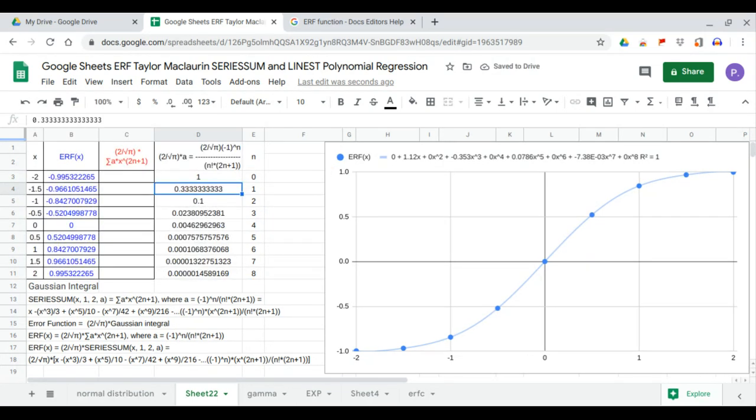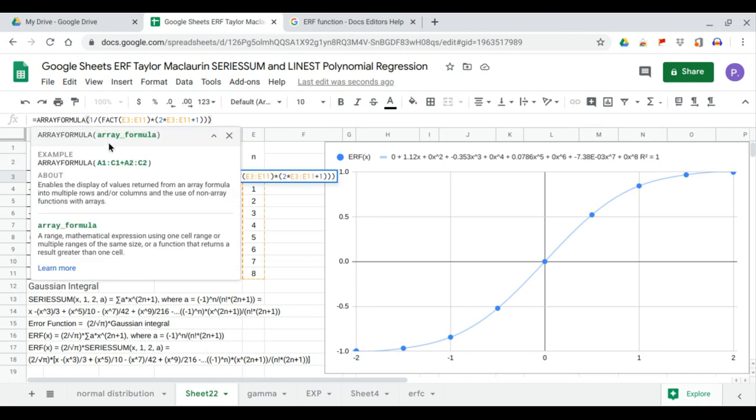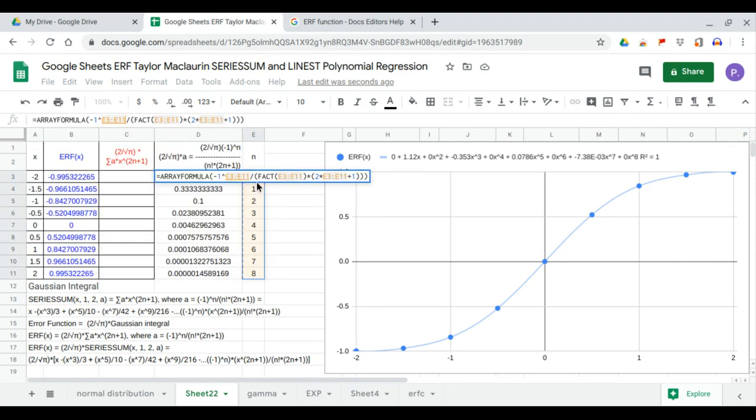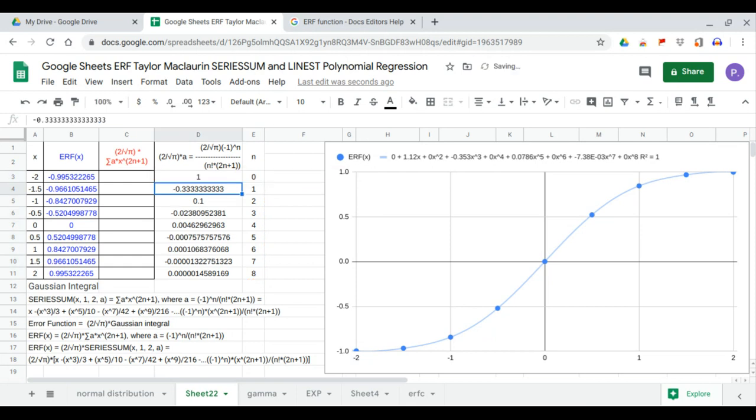Now that we have the denominator, we continue with the numerator. There are two parts, -1 to the power n. So this is -1 to the power n. And we factor in 2 over square root of pi.